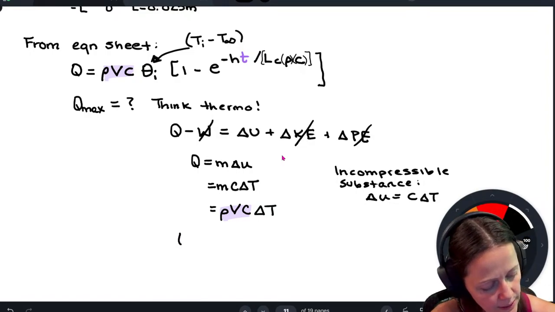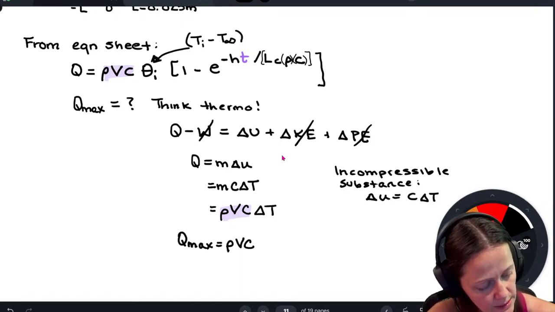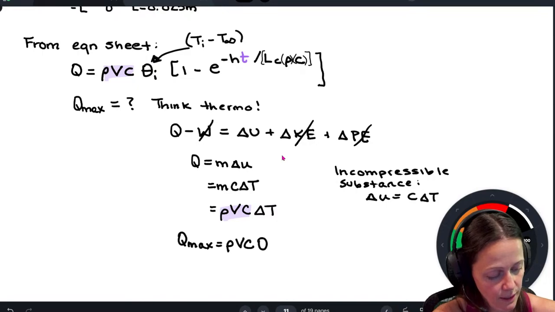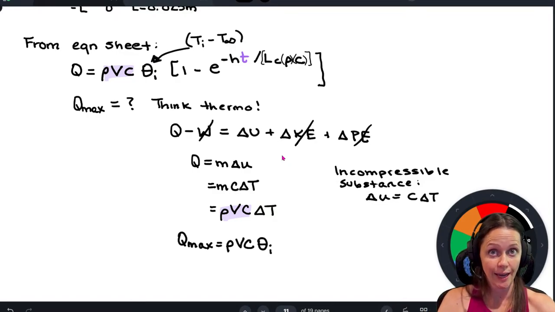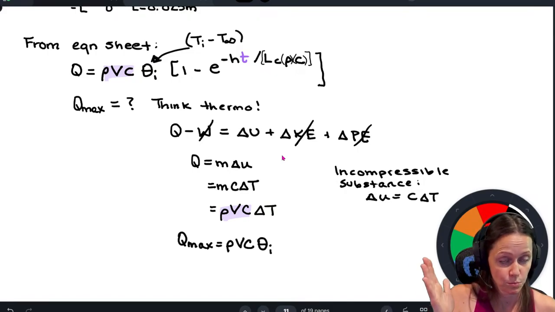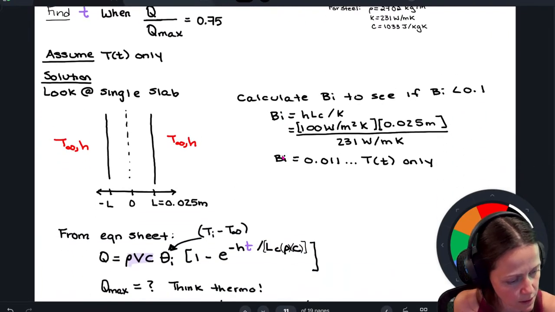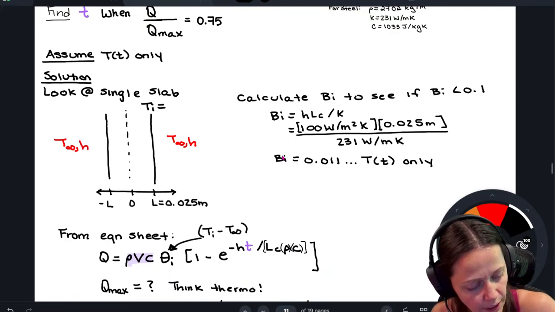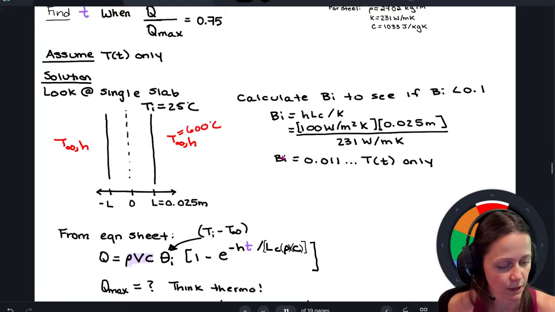And what we'll see is that Q max is actually rho V C theta initial, because the maximum heat that would be transferred into that slab would be if the slab came into thermal equilibrium with the environment. If it went from 25 degrees Celsius and then came into thermal equilibrium with the environment.